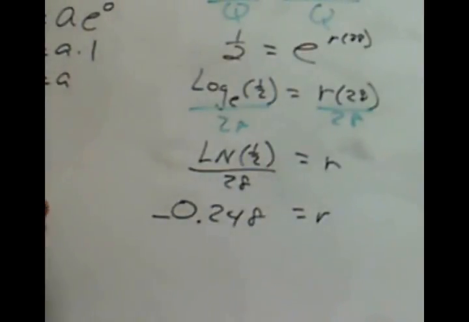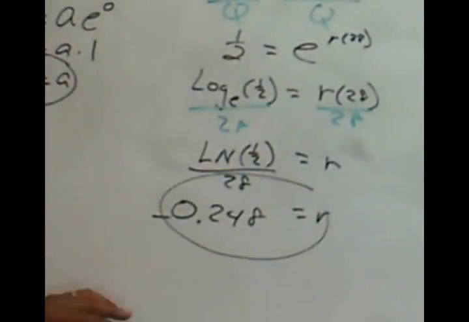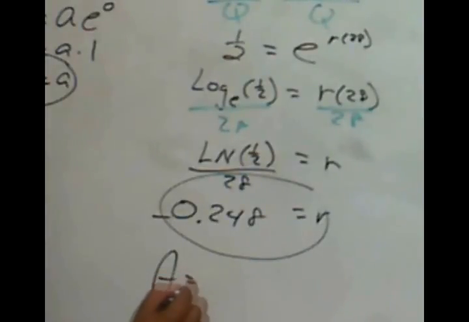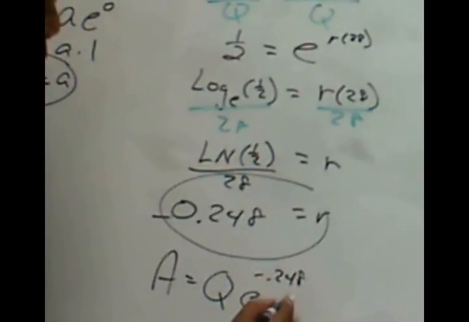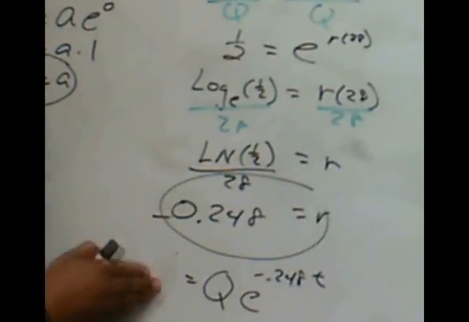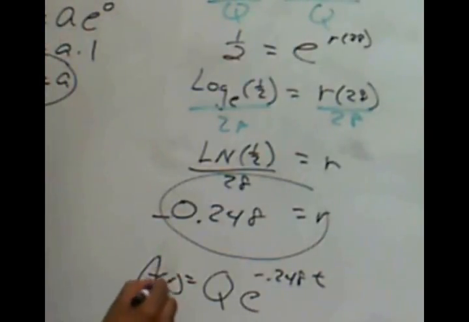So now that I have my a and I have my r, I go back to my formula and I put all that in. Instead of using y, I'm going to use the amount, which is, let's say, A equals a, which is q, and then e to the r, which is negative 0.248, and then the time will be my x, so I'll put t. And so this is the formula that gives you the half time for this quantity.